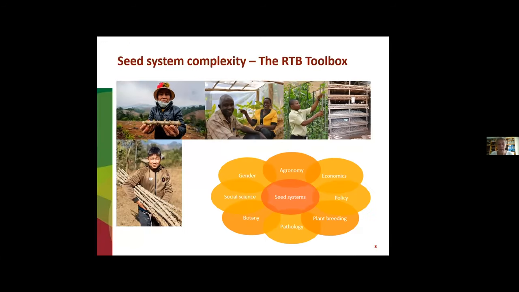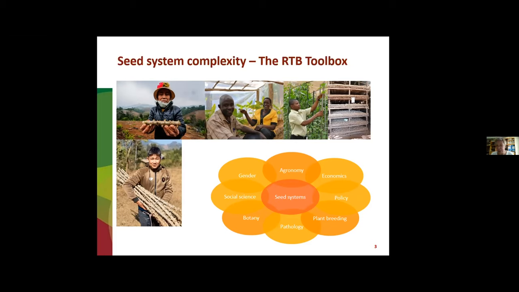So I'll start again. On the first day, Margaret McEwen, in her introduction of the course, already explained that seed systems are complex things. They have different characteristics for different types of crops and in different contexts. And RTB crops in particular, these vegetatively propagated crops, have this problem of seeds. I mean, the roots, the stems, the suckers, the tubers, that they are bulky and perishable, which makes them especially vulnerable to different pests and disease. So a lot of research is needed in these systems to make them work better.